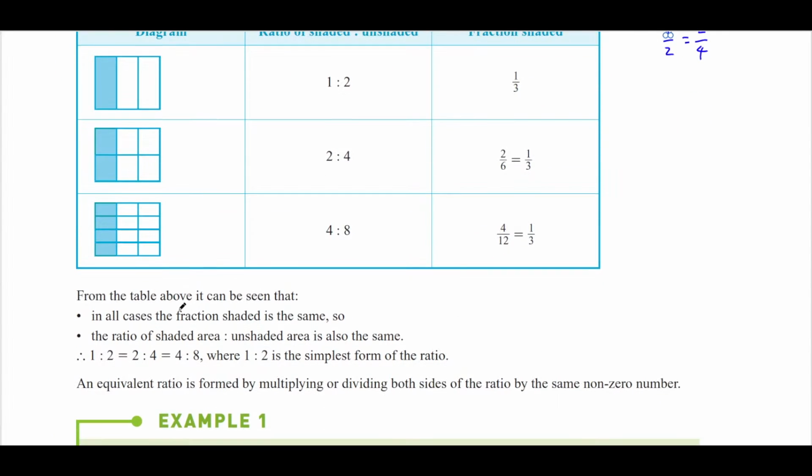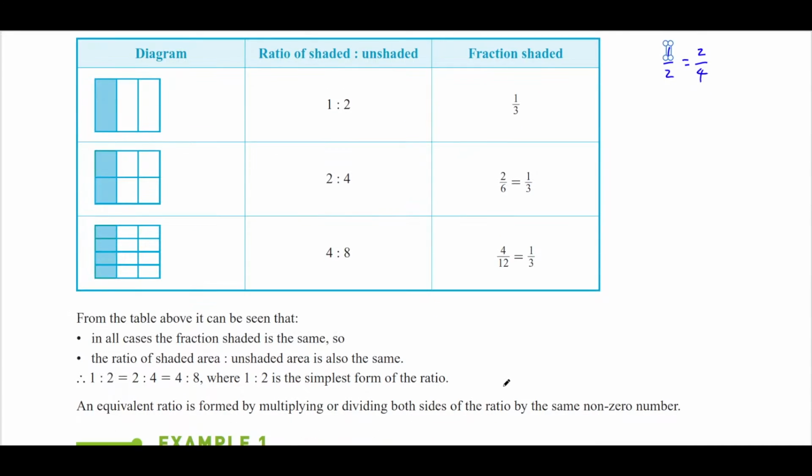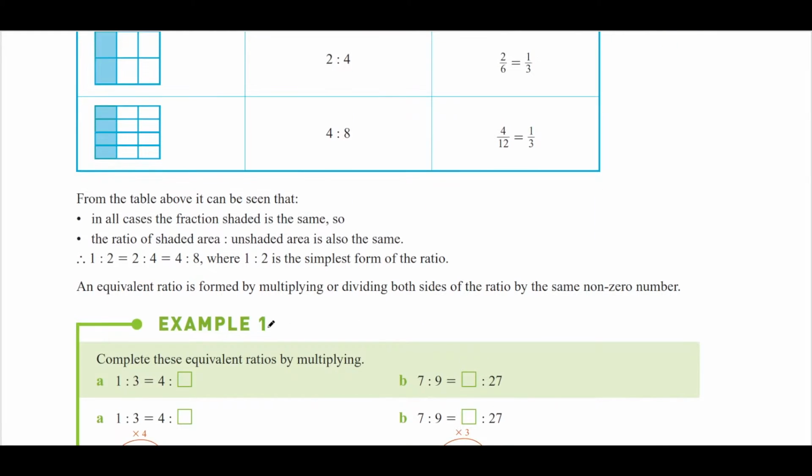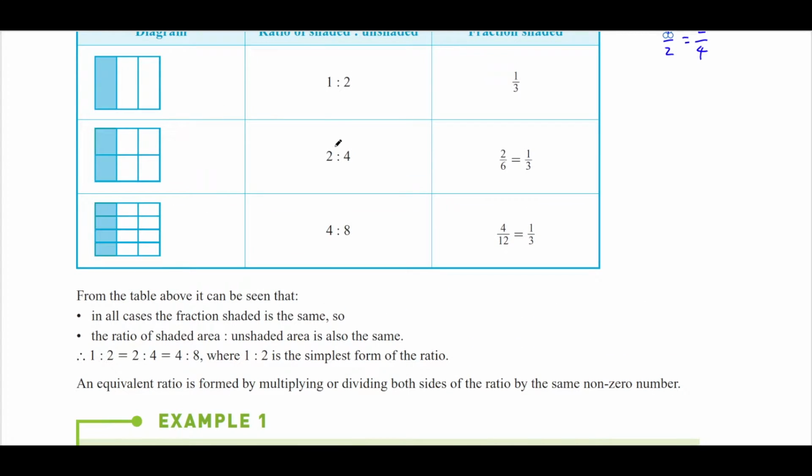From the table above, you can see that in all cases, the fraction shaded is the same, so the ratio of shaded area to unshaded area is also the same. 1 to 2 equals 2 to 4 equals 4 to 8, where 1 to 2 is the simplest form of the ratio. So that's something you guys should already know. An equivalent ratio is formed by multiplying or dividing both sides of the ratio by the same non-zero number. So here, if you compare this ratio to this ratio, you multiply both numbers by 2 to get this, right? You multiply both numbers by 4 to get this.